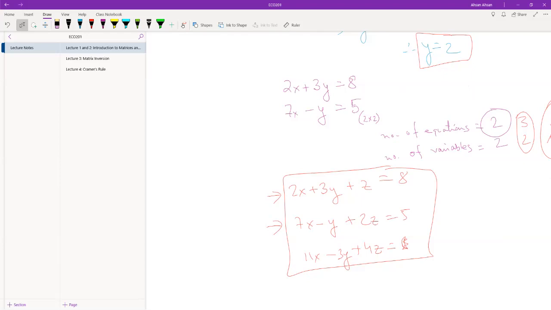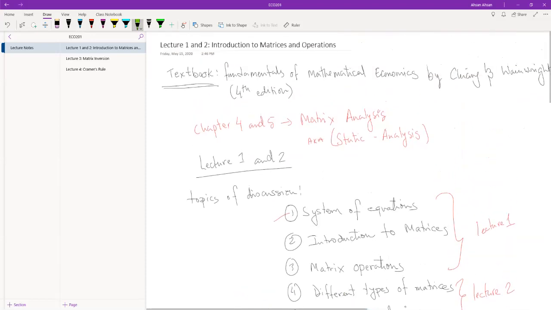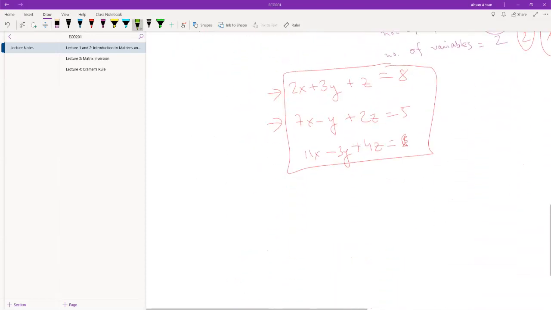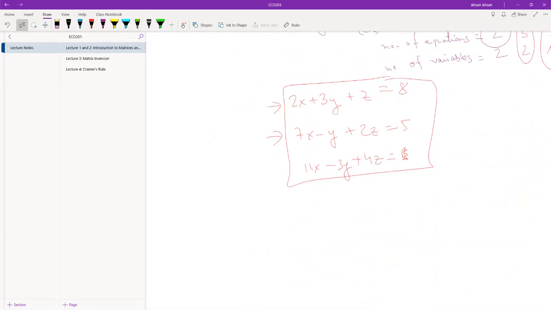All right, okay. So that was our introduction to systems of equations and how to solve them. So that is done. Number two, what we're going to do is an introduction to matrices. Okay. So let's start with the basic question: what is a matrix?